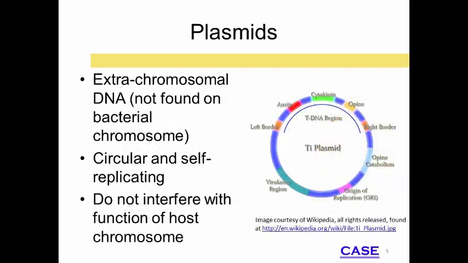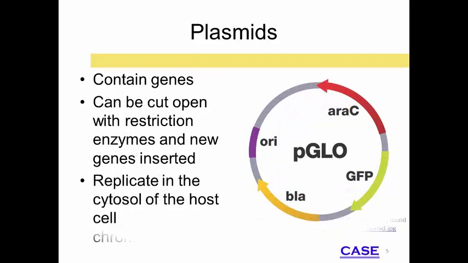Plasmids are extrachromosomal DNA arranged in a circular shape. Plasmid DNA does not interfere with the host chromosome functions. Restriction enzymes are used to cut plasmids. A single cut will open a plasmid molecule, making way for the insertion of new genetic material. Once a plasmid molecule is closed, it will replicate within the host.